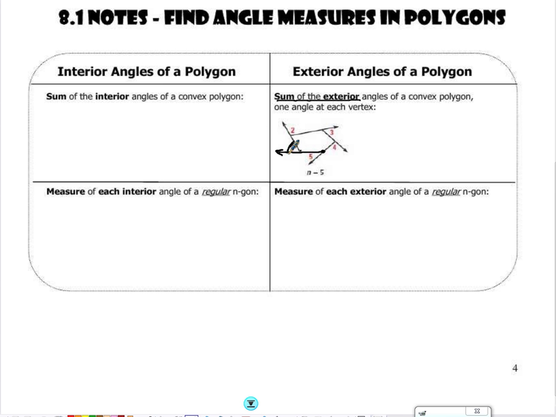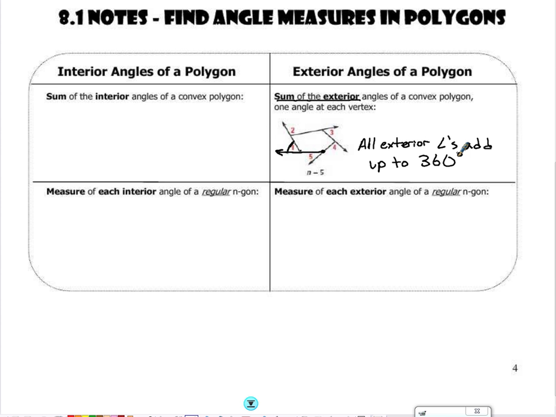And whenever you add up all the exterior angles of a polygon, no matter how many there are, they add up to 360 degrees. This is always true. I don't care if there are 3 sides, 4 sides, 20 sides, 300 sides. Whenever I add up those exterior angles, no matter how many there are, they're always going to add up to 360 degrees.